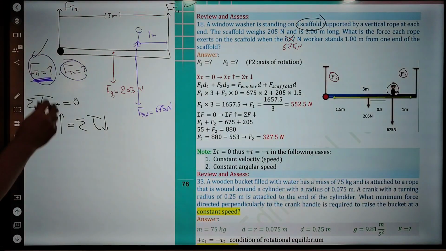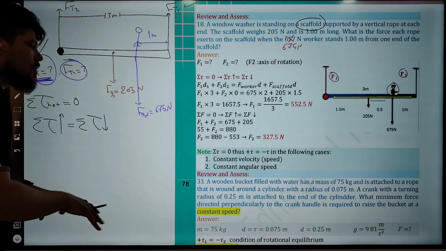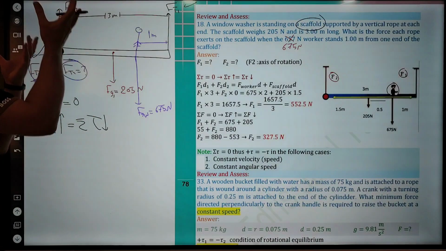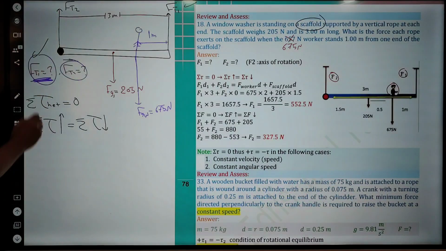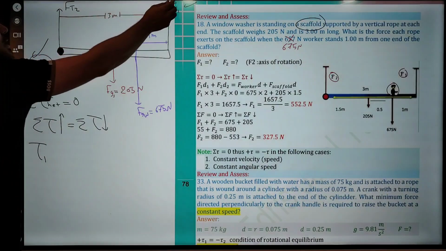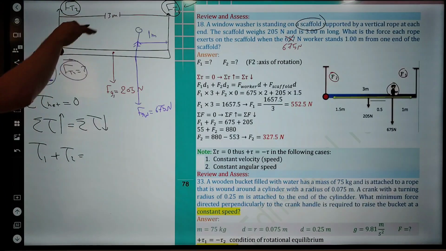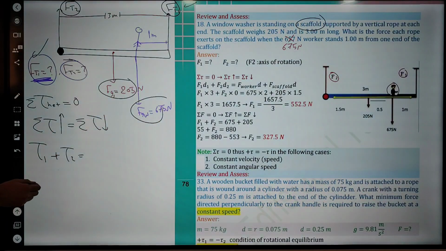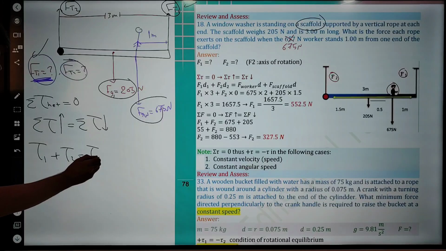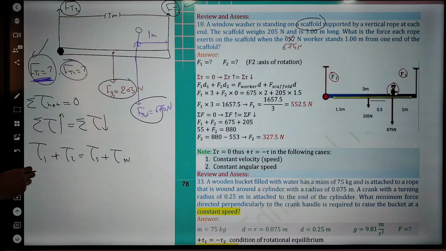Because the axis of rotation is located at the end, you have to equalize all upward torques and all downward torques. How many upward forces do we have? We have 2 upward forces. It means that we have 2 torques. The torque number 1, Ft1, plus torque number 2, Ft2, is equal to all torques downward, Fg scaffold and Fg worker, which is the torque of the scaffold plus the torque of the worker.